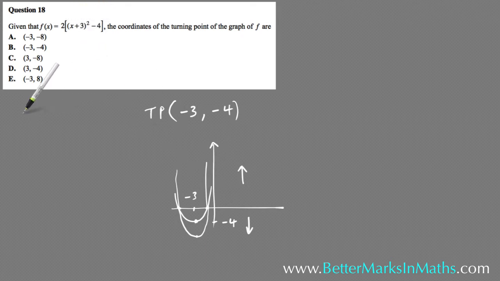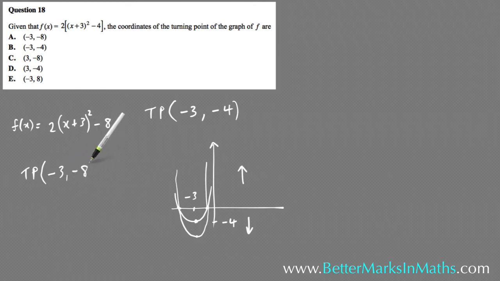So really what you need to do with this type of question is just multiply the bracket out, so you end up with f of x equals 2 times that, so that's 2 bracket x plus 3 squared, and then 2 times minus 4 is minus 8. And from there the turning point you can see is going to be minus 3, minus 8. So that's kind of a trick question to see if you know to do that.